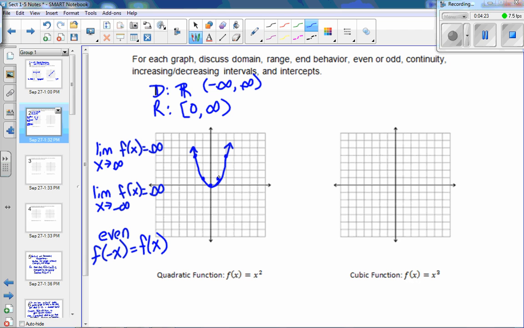Continuity, this is a continuous function. Remember our easy way to check was to see whether or not you can draw the function without lifting your pencil, and we can. So this is a continuous function. So I'm going to write down continuous everywhere.